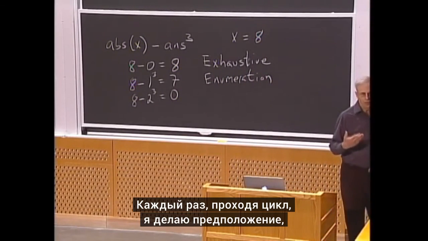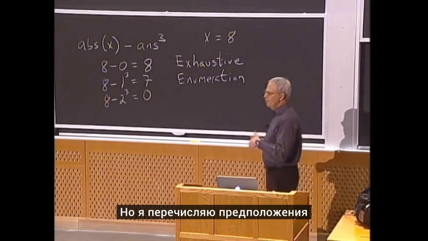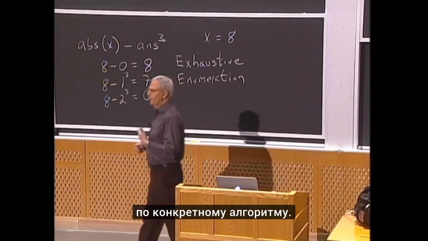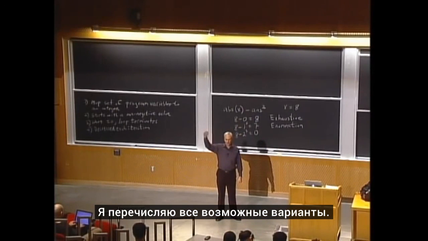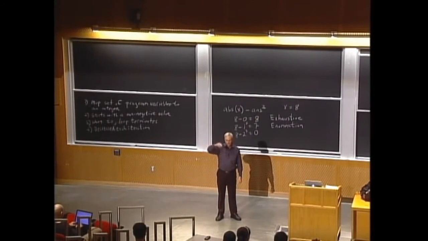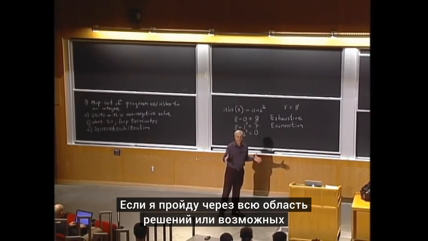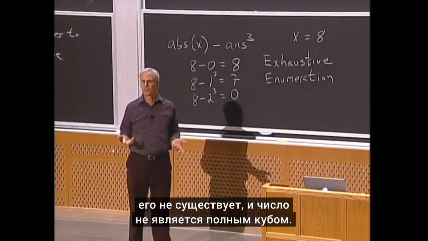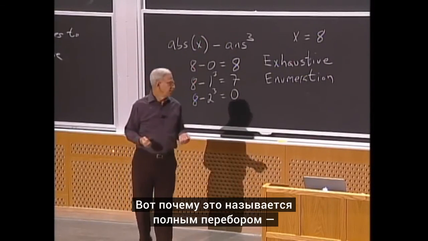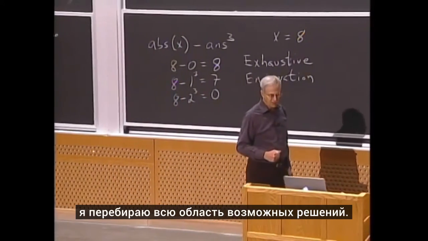Each time through the loop, I'm taking a guess as to what the value is, and I'm checking whether it's true. But I'm enumerating the guesses in a very systematic way. They're not just random guesses. I'm enumerating all the possible answers. If I get through the entire space of possible answers and I don't find a solution, then I know that it doesn't exist and it's not a perfect cube. So that's why it's called exhaustive enumeration, because I'm exhausting the space of possible answers.